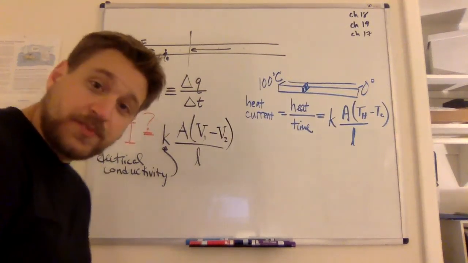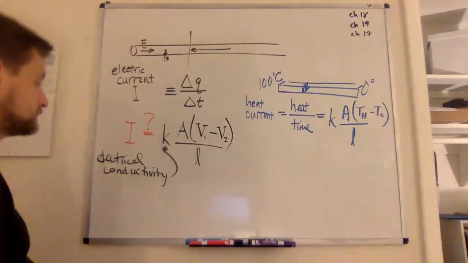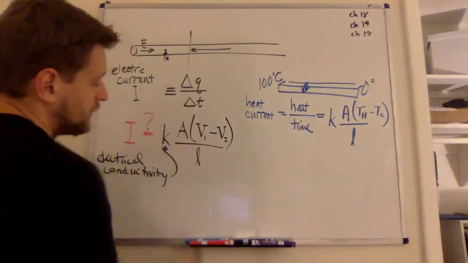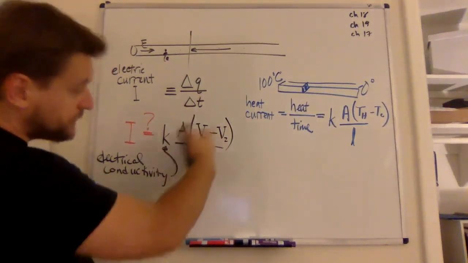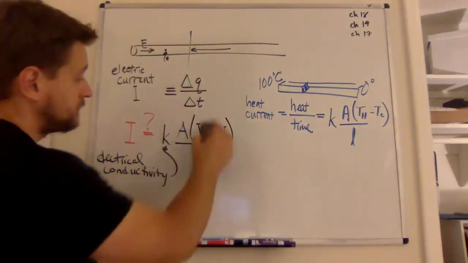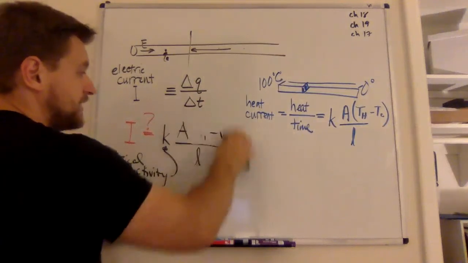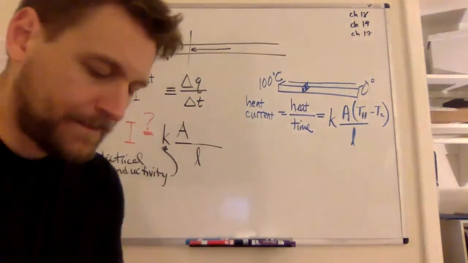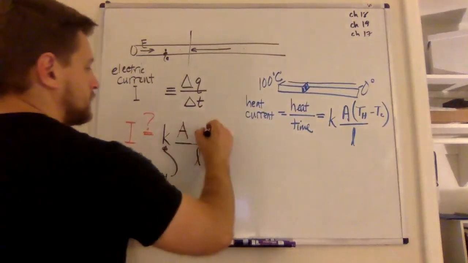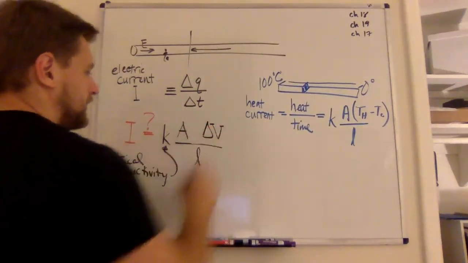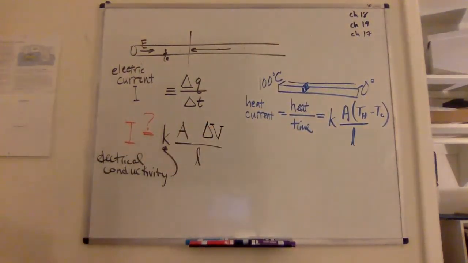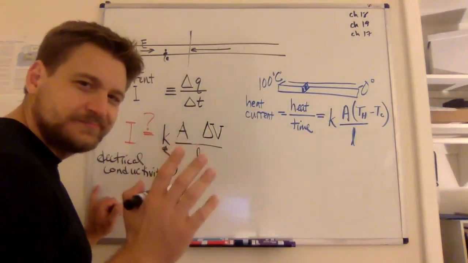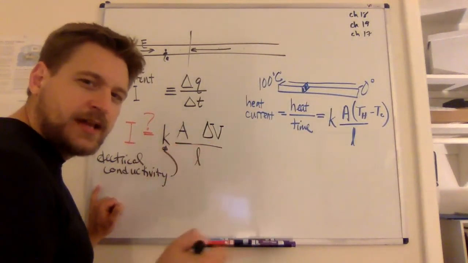Let's see if this corresponds to anything useful. Now, the difference in the voltages, I could write that as delta V, the potential difference. Delta V. And now your work Thursday with the Ohm's Law lab.